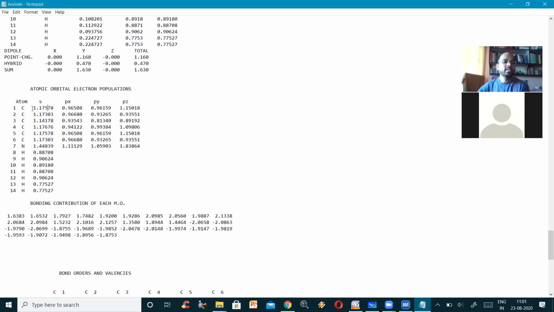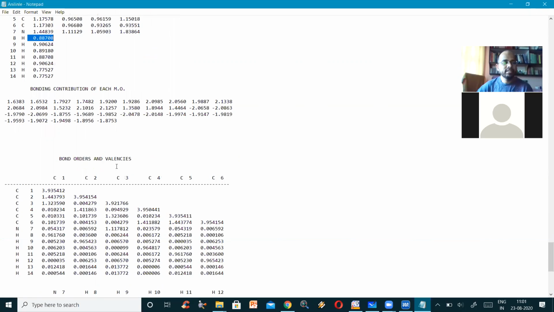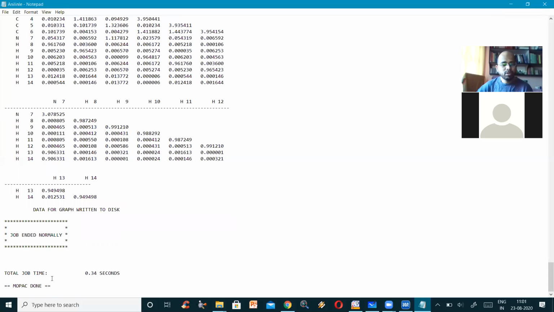Okay, so if you add these 1.1, 0.9, 0.9, you will get 4, because the valency of carbon is 4. So here 0.88708 means hydrogen should have a valency of 1. But what has happened? It has become 0.8. Okay, 0.2 is lost. What does that mean? The electron density 0.2 has been removed by the substitution of NH2. Okay, so that kind of calculation we are going to see. So here the program has job ended normally. It should give you that line. Okay, the program has ended normally.